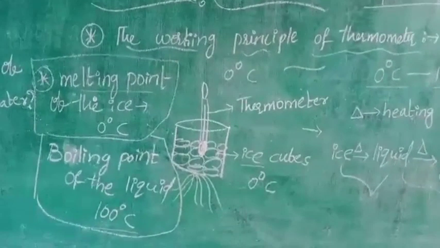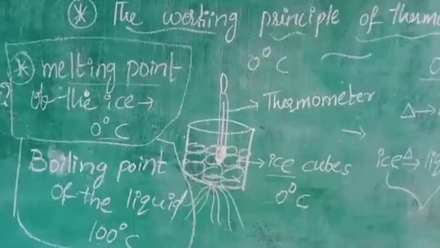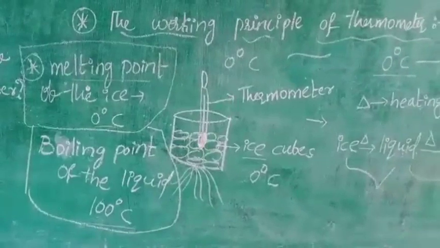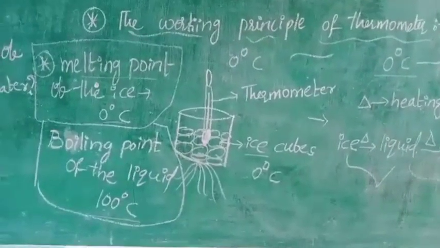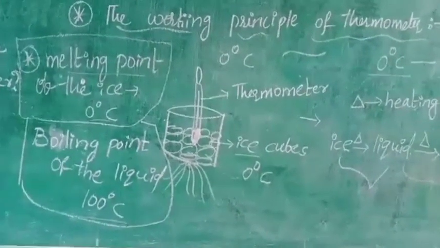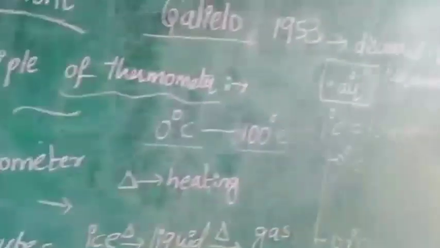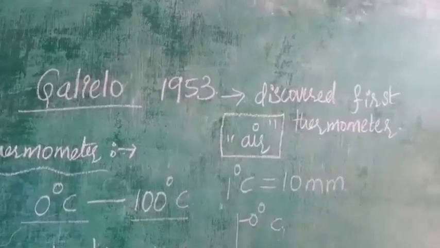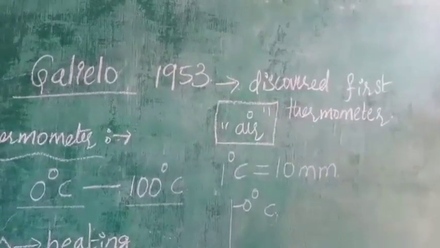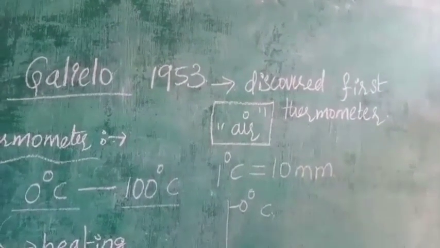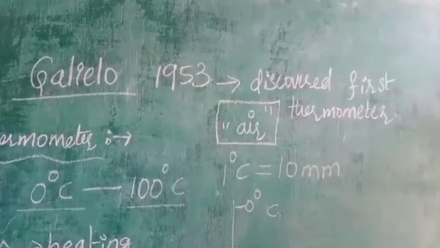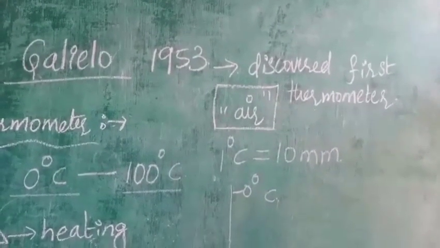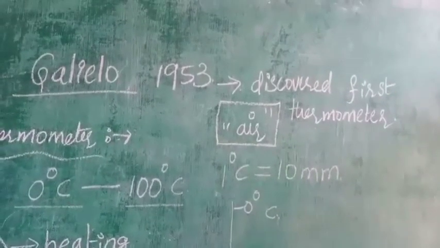Once again, children, what is the melting point of the ice? 0 degrees centigrade. What is the boiling point of the liquid? 100 degrees centigrade. Who discovered the first thermometer? Galileo, in the year 1953. What material did he take in the first thermometer? That is air. Understand?